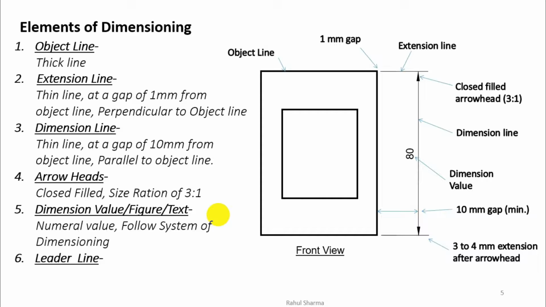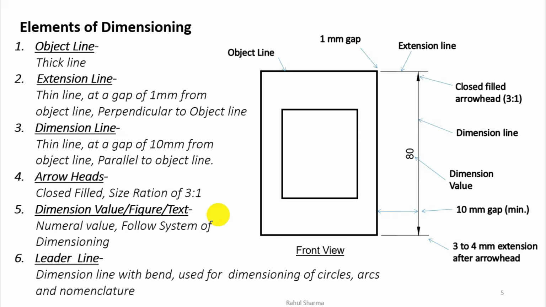Now the next element is leader line. Leader line means when we bend a dimension line and it is being used for the dimensioning of circles and arcs or for nomenclature. Like here I am giving the name to this particular line, here I have given name to this particular line. So this type of line which I have used to give the name to a particular object is known as leader line. I will discuss it in the coming slide again.